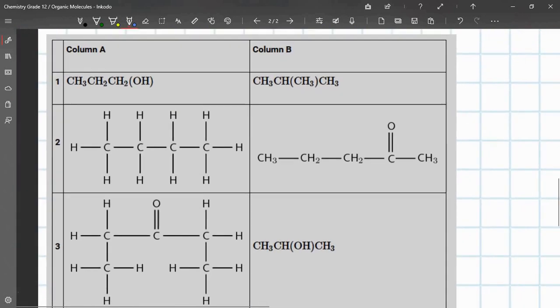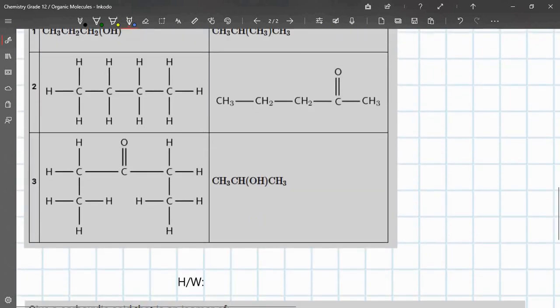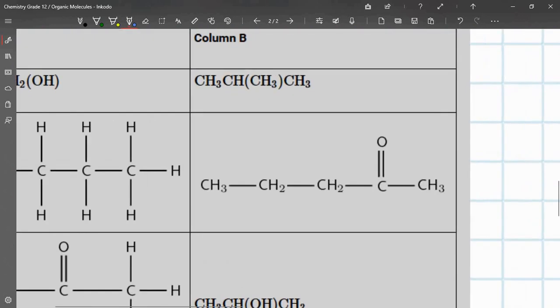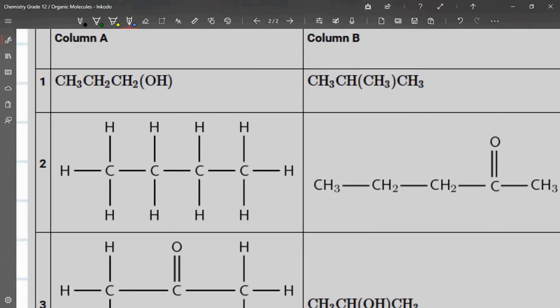They require you to match these columns here. It's only 3, and they want you to match the columns, and these are all isomers, so you need to match them. What you do when you're given something like this is to just write down the molecular formula. That would be the first step. So for the first one, we have 3 carbons, and about 8 hydrogens and 1 oxygen, right? On this side, let's move on to the next one.